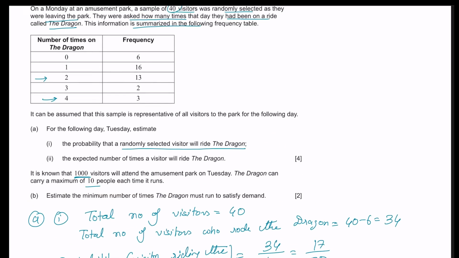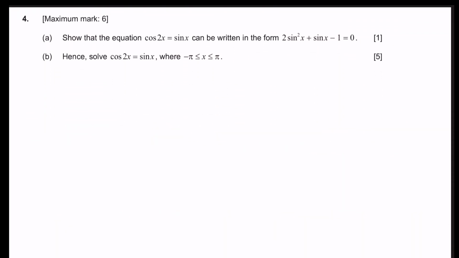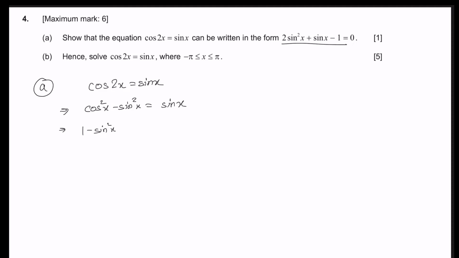So with this, we are done with question 3. Now let's move on to question 4. Question 4 is a nice trigonometry question. First we have to prove that cos 2x equals sin x in the given form. If I start with the left side, cos 2x can be written as cos squared x minus sin squared x. Now cos squared x can be written as 1 minus sin squared x.